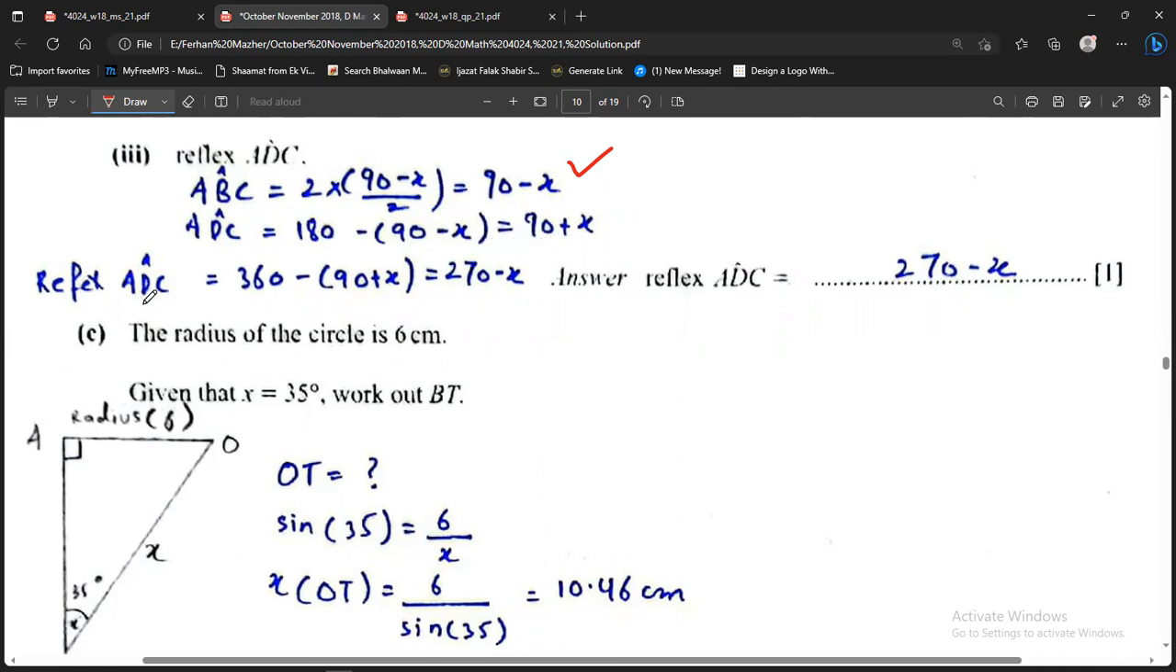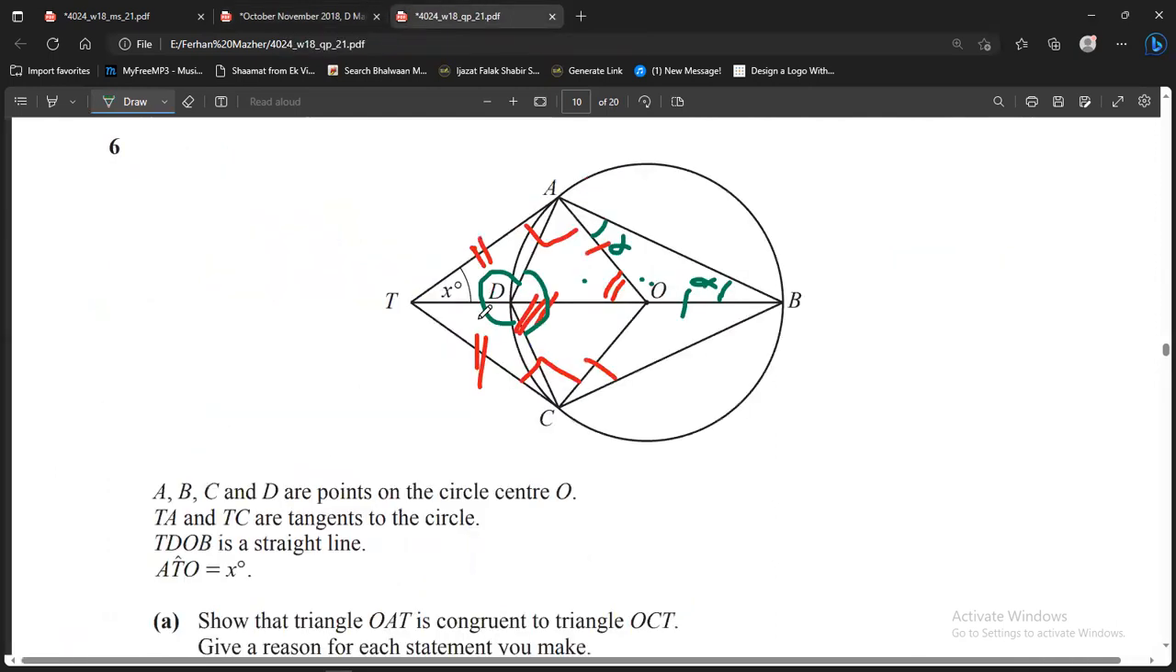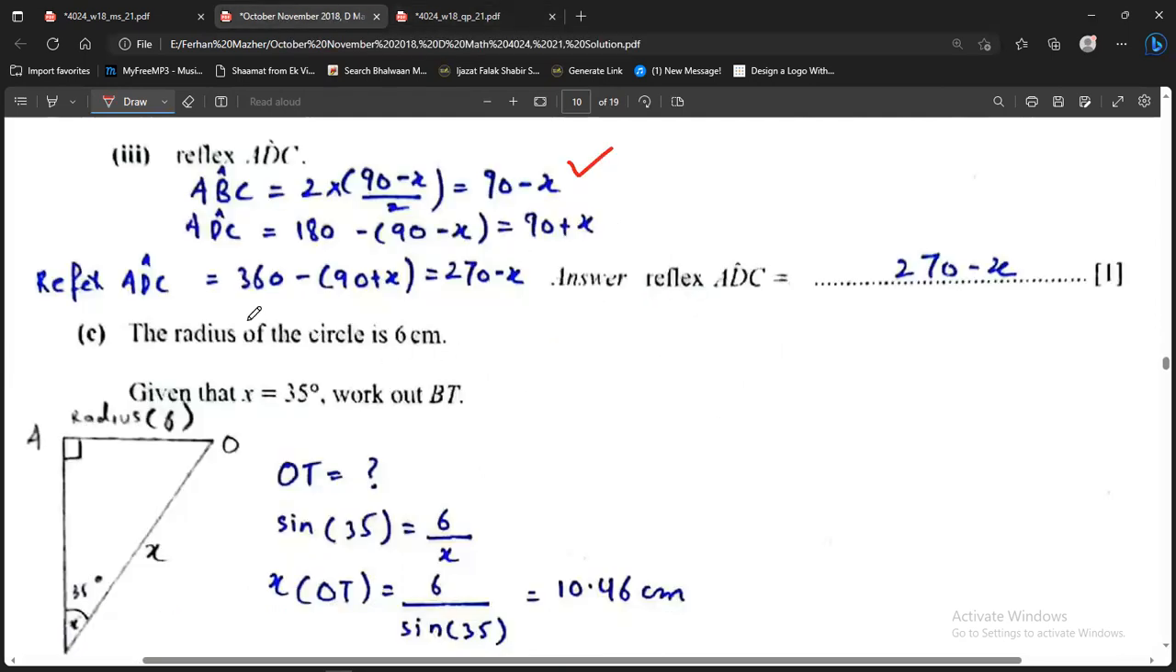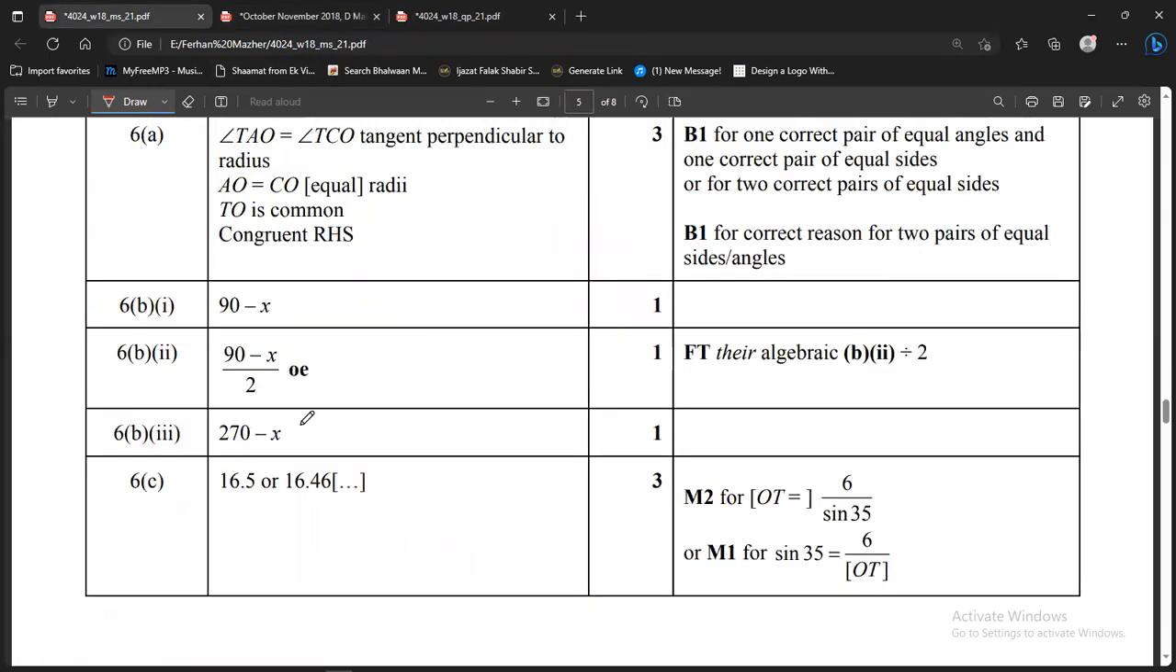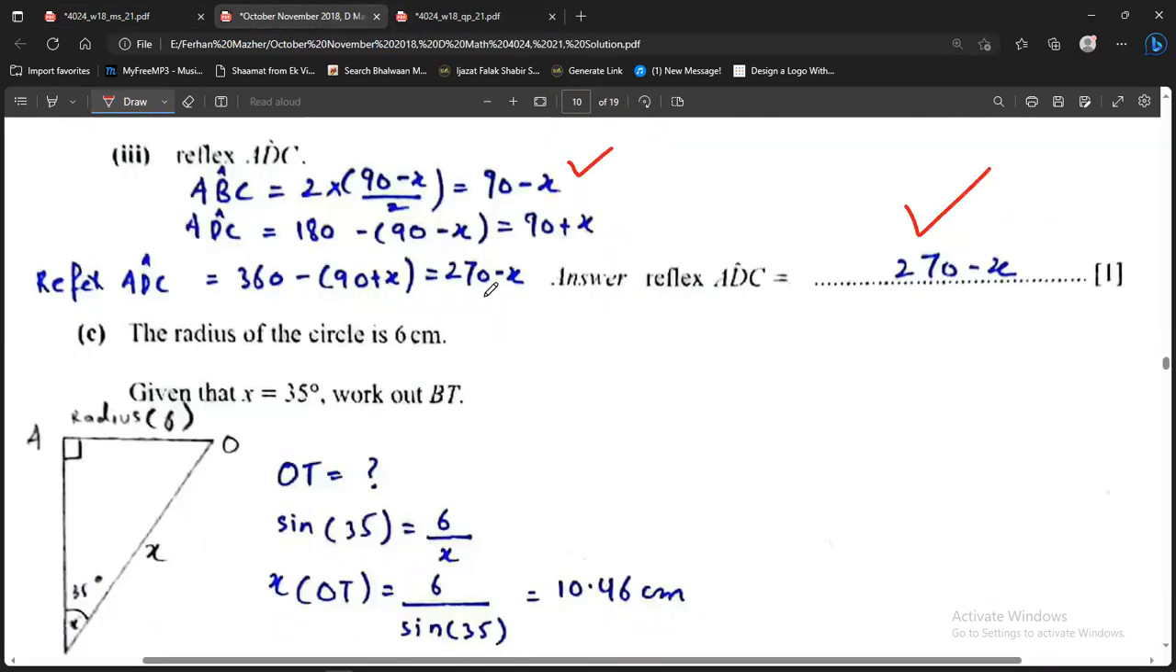So the reflex angle ADC, this outer angle, that will be 360 minus bracket start 90 plus x bracket close. So it will be 270 minus x. So 270 minus x is the right answer, sir.